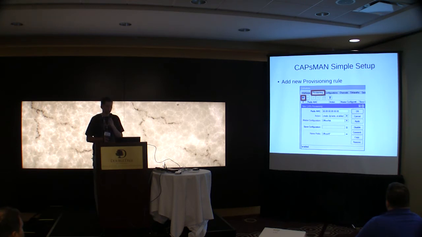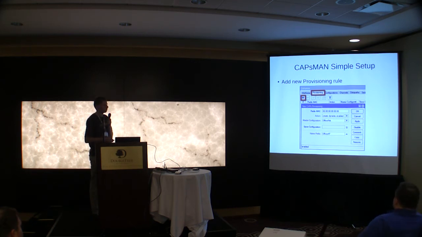After we make a configuration, we need to create a provisioning rule. So we need to apply which cap should get this configuration. So you go into the provisioning tab and add a new one. What you can specify here is for which radio MACs, for which caps you want to apply this configuration. If you leave it empty, it will provide this configuration to every cap that is discovered. So here is the configuration that we provide, OfficeNet, that we created in the previous slide.